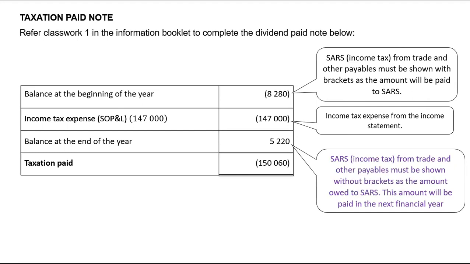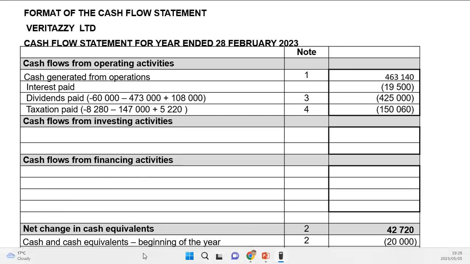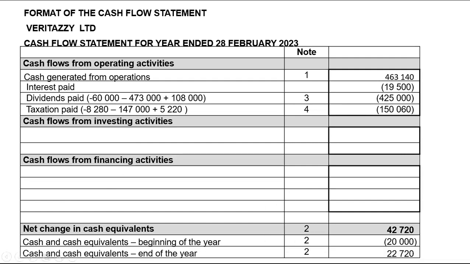Now, that amount of taxation paid, I will put in the face of my cash flow statement as taxation paid and show workings in brackets. Taxation paid will be 150,060. Now, let's calculate cash flows from operating activities. How do we do that?